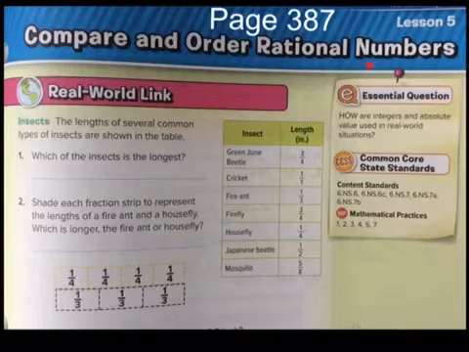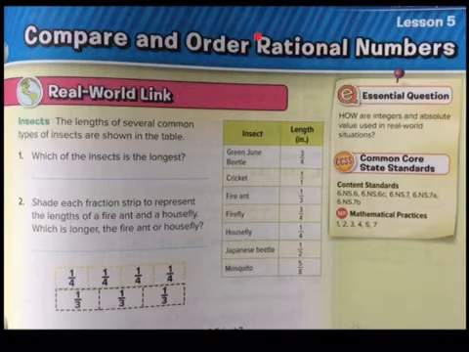Compare and order rational numbers. This lesson is found on page 387. When we talk about rational numbers, we're talking about any number that can be written as a fraction, a number that can be written over 1, mixed number, percent, or decimal.